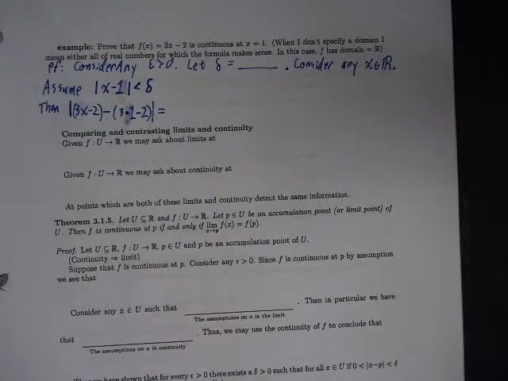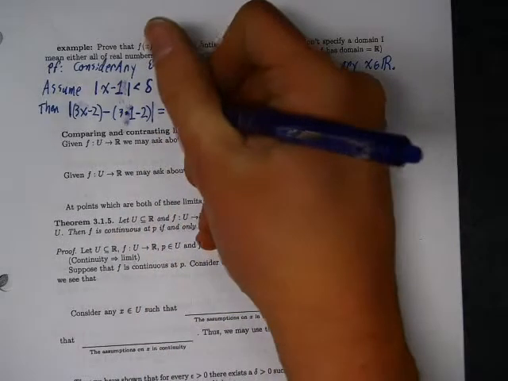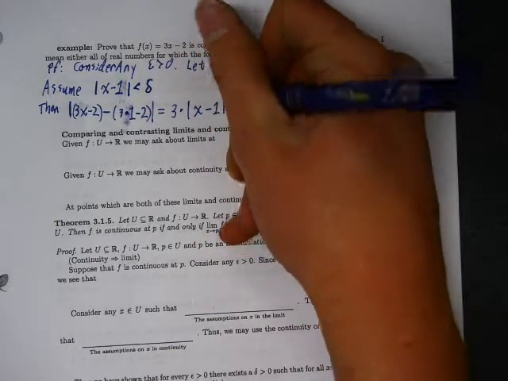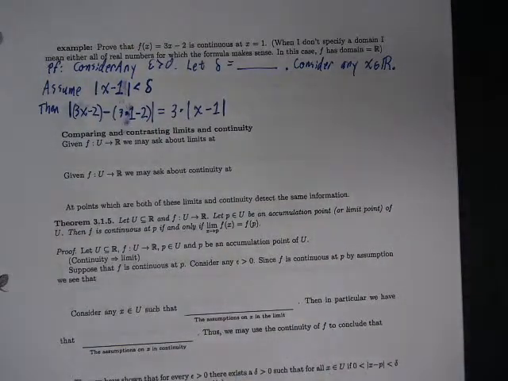Just once you simplify it as much as you can. What did you get in terms of x's and p's? 3 times the absolute value of x minus p, but I guess my p is 1. So you're proving something better. You're just proving it's continuous everywhere, I guess. Okay, so I got 3 times x minus 1, or x minus p.